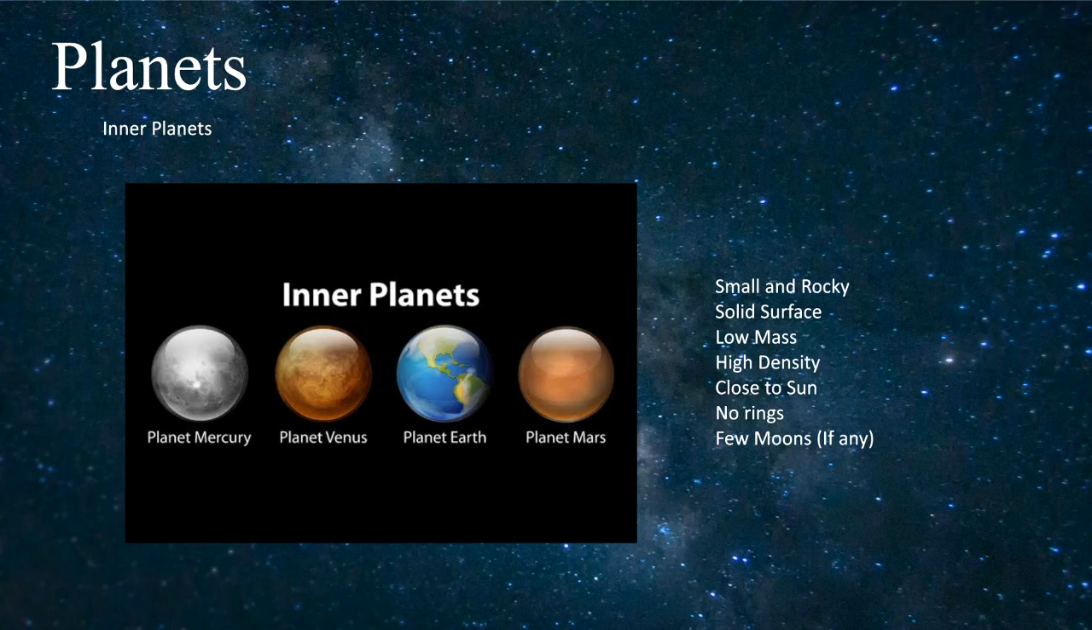Okay, inner planets. Inner planets consist of four planets, namely planet Mercury, planet Venus, planet Earth, and planet Mars. So, as you can see here are some of the properties of the inner planets: small and rocky, solid surface, low mass, high density, close to the sun, no rings, and few moons.